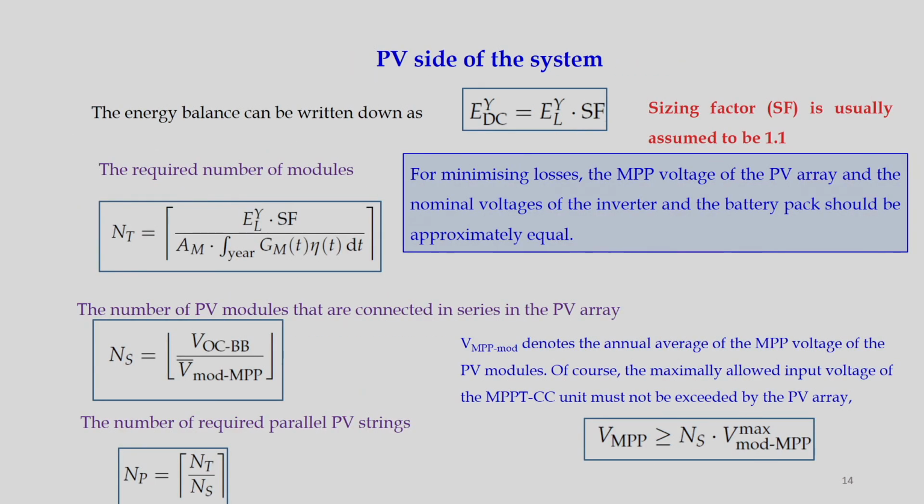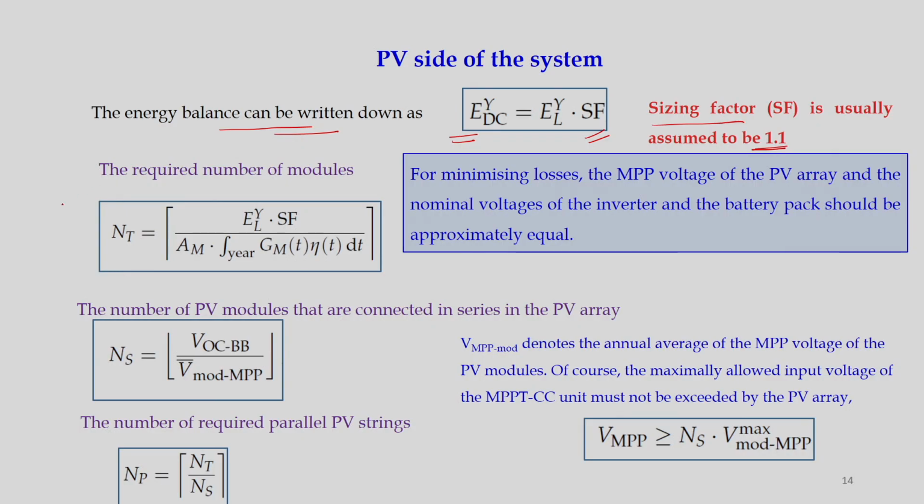Now, let us come back to the energy balance on the other side. Okay. So far, what we have discussed is the load side. Now, we will come to the generation side, or PV side. Okay. So, here EDC is equal to ELY into SF. Again this SF is nothing but the charging factor and its value is about 1.1. Okay.